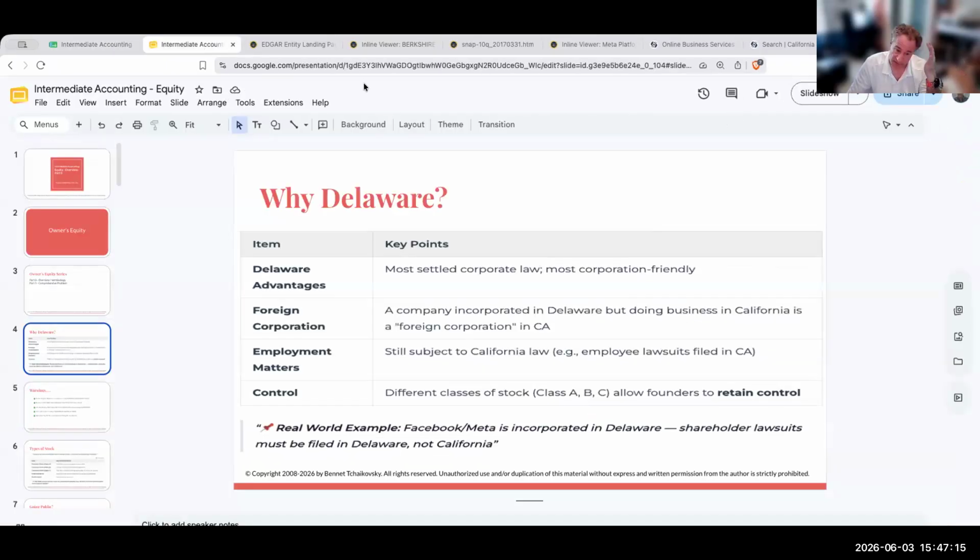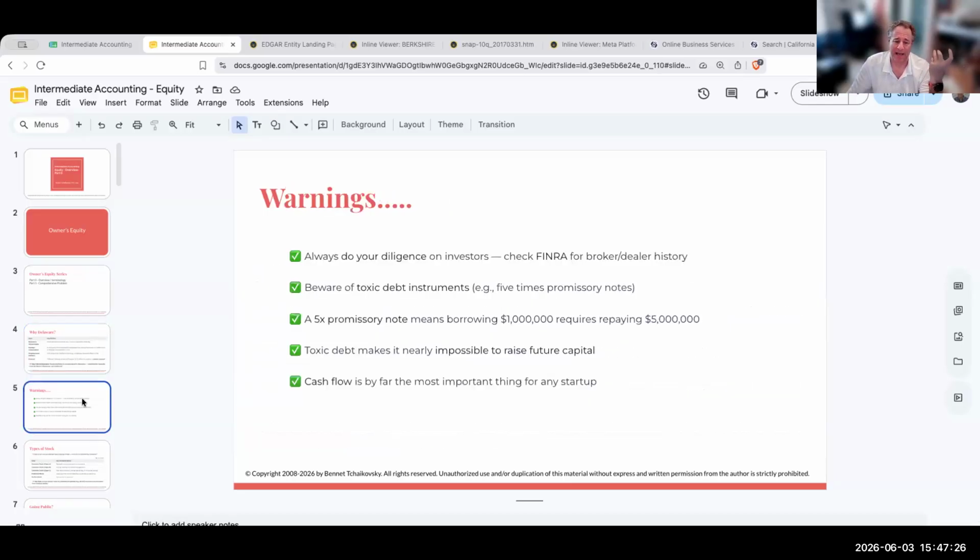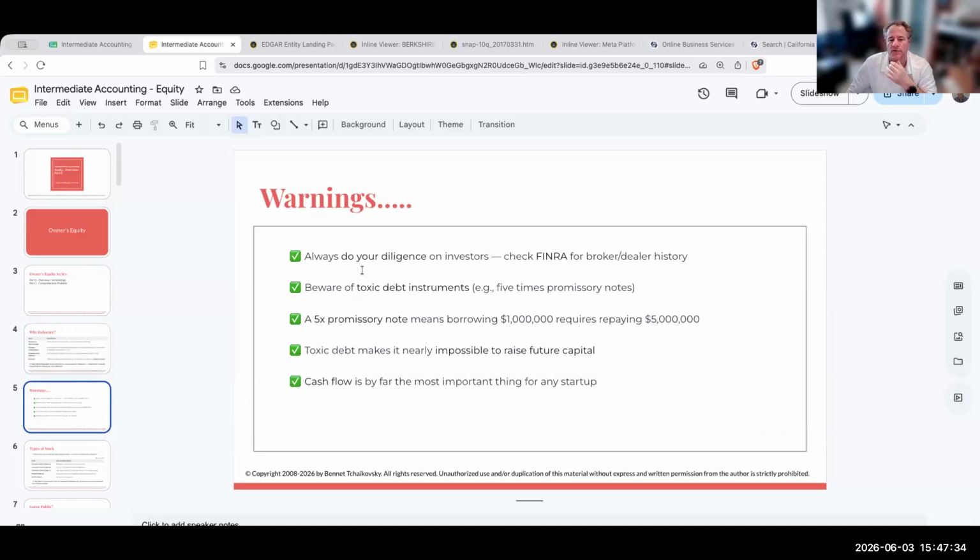So again, when we look at why we have different classes of stock, it's really about control. Just think about how Steve Jobs got ousted out of Apple. With those things in there, that would not have happened. Just some other things when it comes to investing.